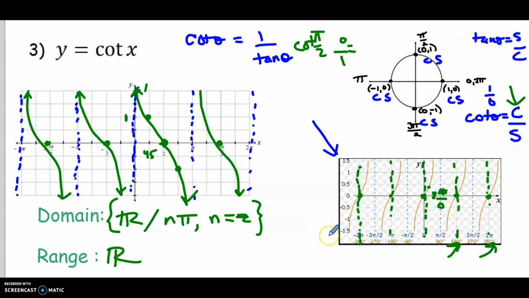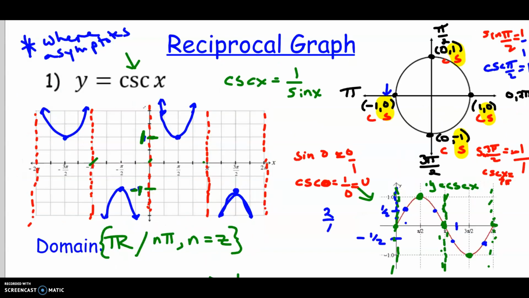If you need to, rewatch this video, but the main pieces that you're responsible for is knowing the graph, knowing what it looks like, and identifying the domain and range for each reciprocal graph. And that's it. And then the next time when we meet in person, we will learn about inverse functions. Okay. I'm going to end that recording.